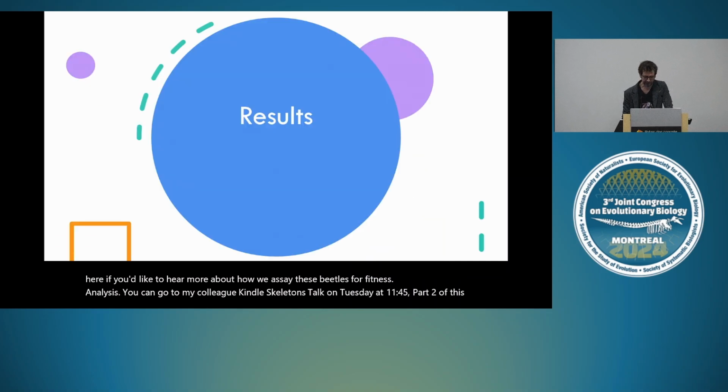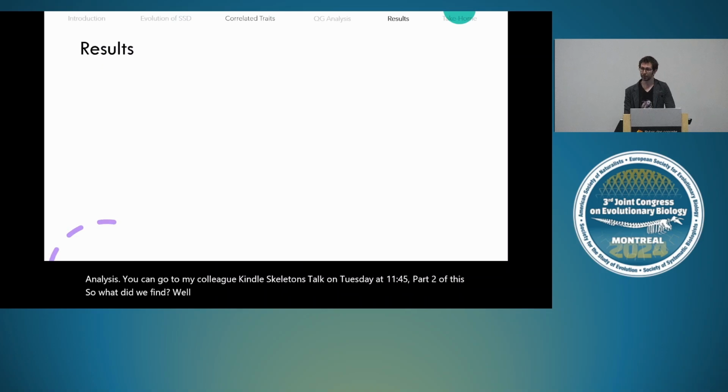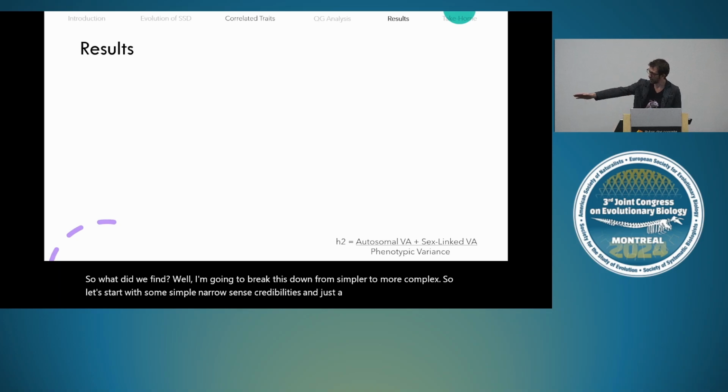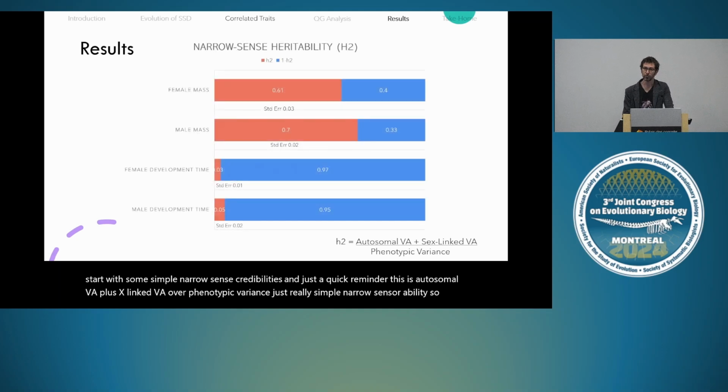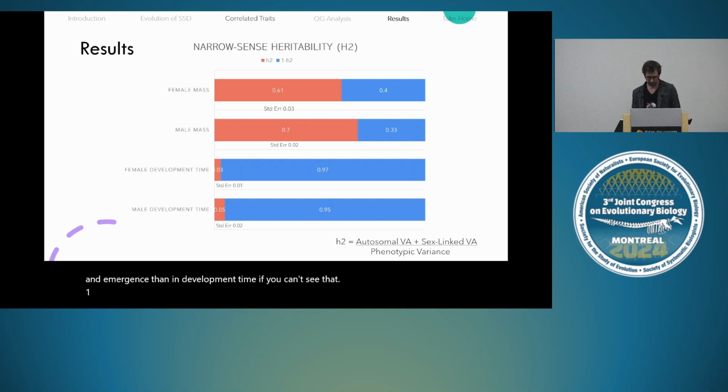So what did we find? Well, I'm going to break this down from simpler to more complex. So let's start with some simple narrow sense heritabilities. And just a quick reminder, this is autosomal VA plus sex-linked VA over phenotypic variance, just really simple narrow sense heritability. So we see huge differences by trait. You can see there's much more heritability in mass at emergence than in development time. If you can't see, that's 61% for females, about 70 for males, and only about 0.03 and 0.05 for females and males in development time, respectively.